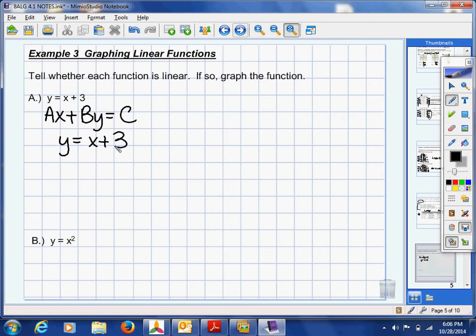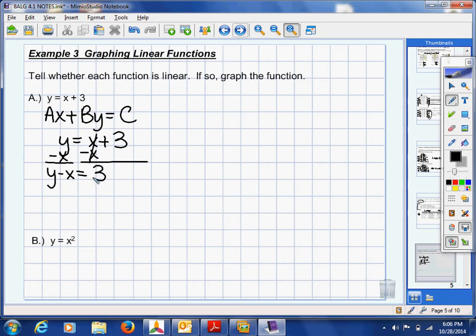Notice in the standard form, Ax plus By are on the same side of the equal sign. And in our equation, they're on opposite sides of the equal sign. Y equals x plus 3. So we need to get the x over on the same side as the y. So we're going to subtract x from each side. So we've got y minus x equals 3.